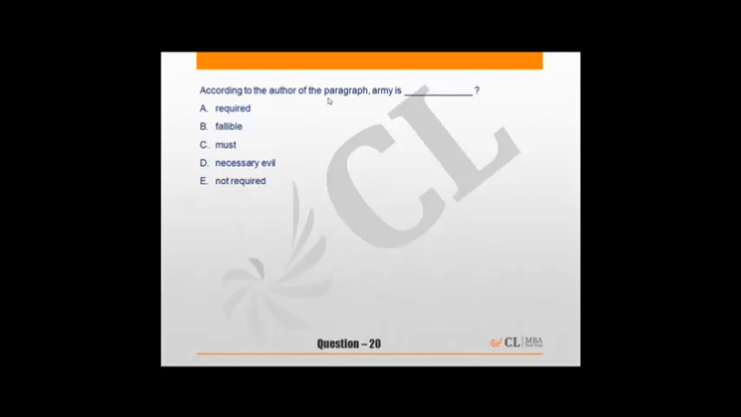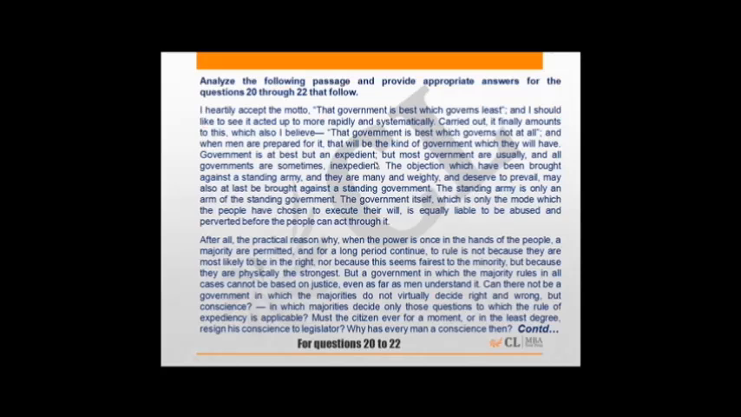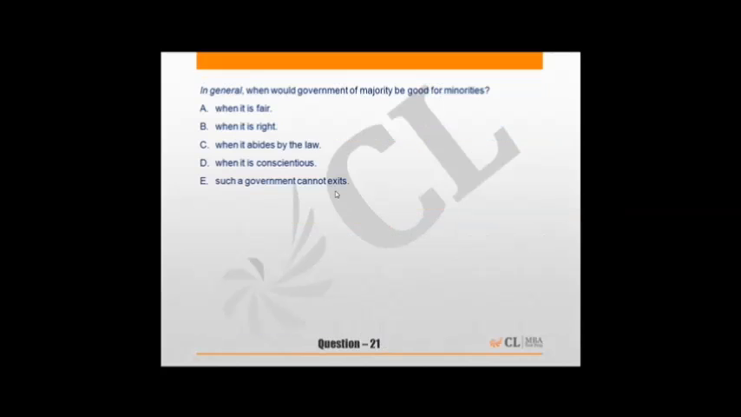Now look at the first question. It asks, according to the author of the paragraph, army is, as we can see in the first paragraph itself, he compares a standing government to a standing army, and he says that both of them are useless, and therefore the answer to this question is not required.